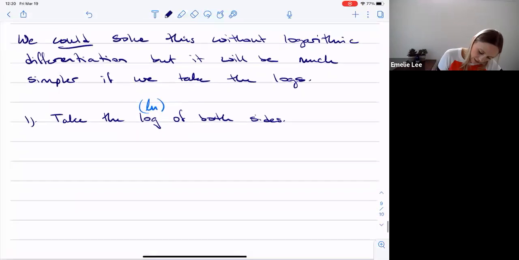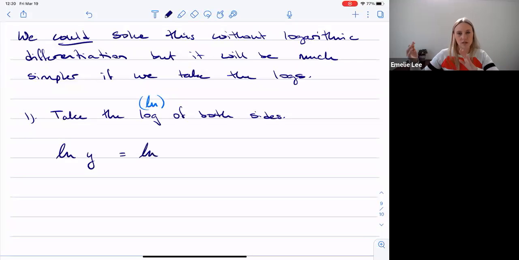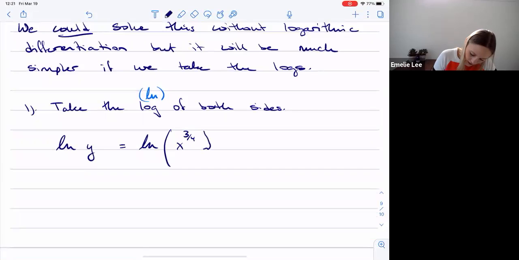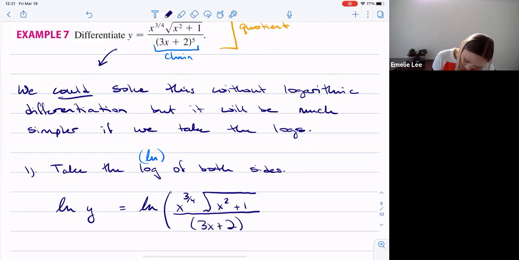So here we go. We get ln of y equals the ln, and I'm just going to write the whole big mumbo jumbo inside before I go ahead and break it up. x to the 3/4 times the root of x squared plus 1, over 3x plus 2, all to the power of 5.